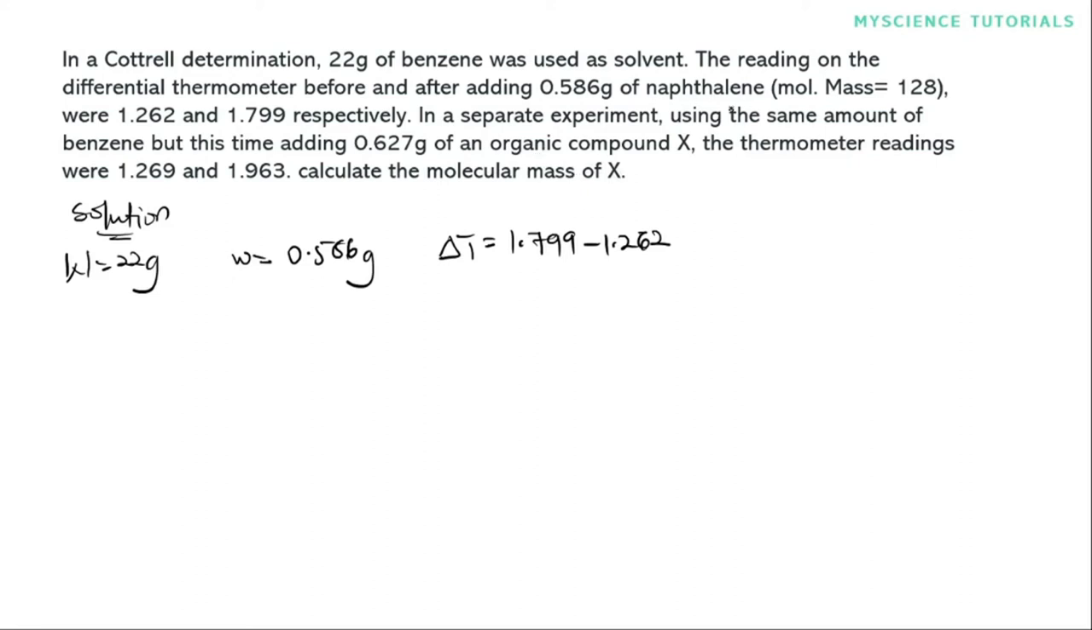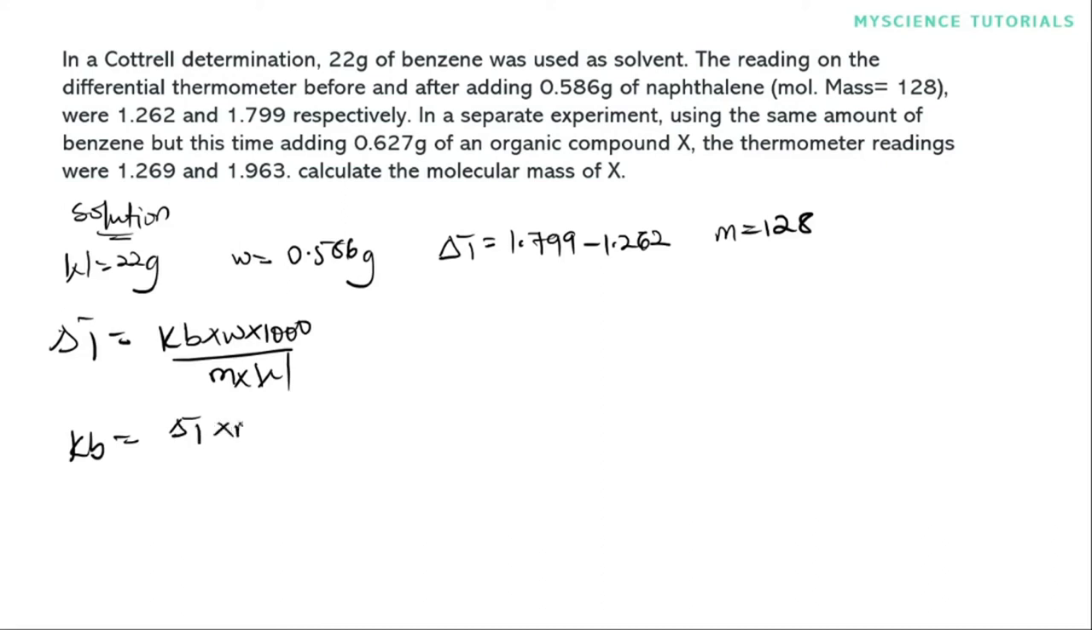Alright, so we've been given the molar mass of naphthalene, which is small m, to be 128. So from here, we move straight away and we look for the value of our KB. So we know delta T is KB multiplied by small w multiplied by 1000, all on small m by capital W. Now in this case we have to find KB. So we make KB the subject. So we have our formula to be delta T multiplied by m multiplied by capital W divided by small w by 1000.